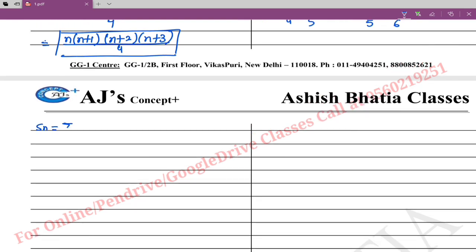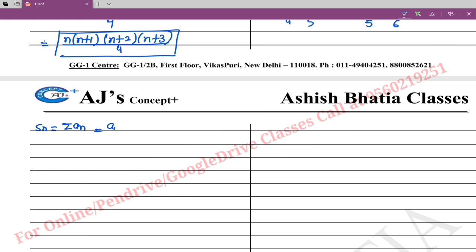Sn means summation of an. Now I cannot substitute the value of an here because the formulas which are meant to be used are not applicable here. So what I will do, I will go by the meaning of summation of an. Summation of an means the sum of n terms. That means a1 plus a2 plus a3 plus a4 and so on till the last term, that is an. So I will simply write the values of these terms.